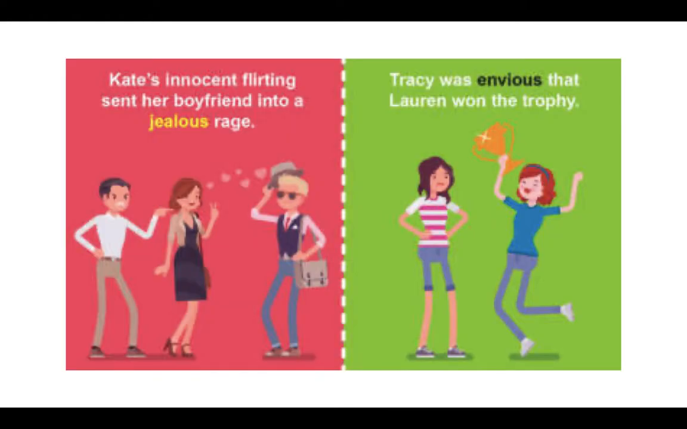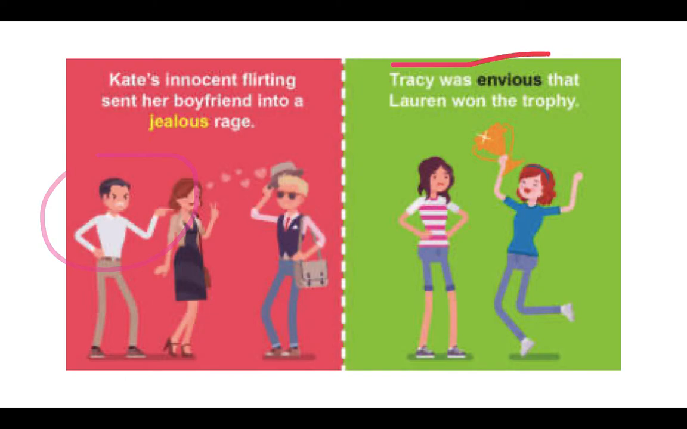Here's an example. Oh no, the picture is a bit pixelated. You can't really read it. Okay, let me read it out for you. It says, Kate's innocent flirting sent her boyfriend into a jealous rage, right? So Kate is this girl over here. She's flirting with this random guy, and this is Kate's boyfriend, and he's jealous that she's flirting with him. They're already in a relationship, but she's going out and flirting with another guy. He's getting jealous. So in a relationship, it's usually jealousy.